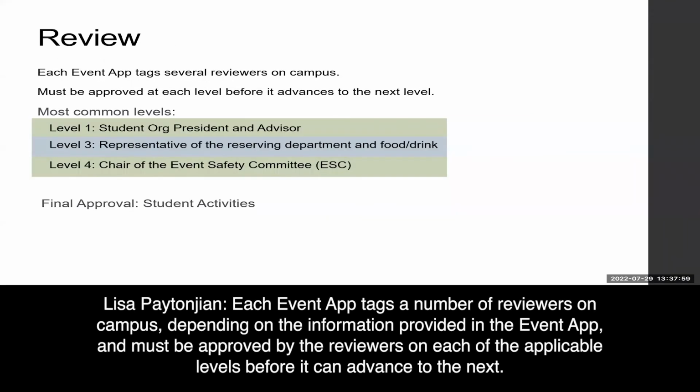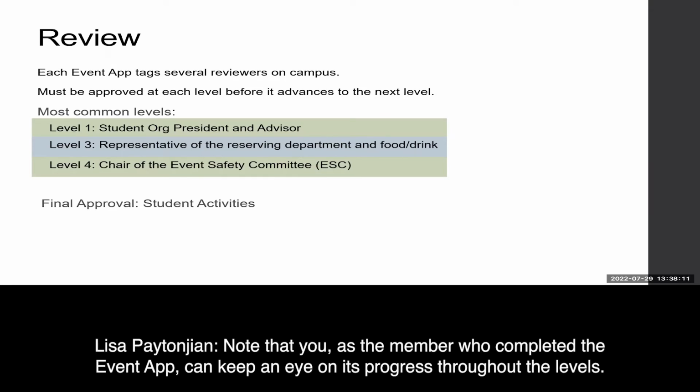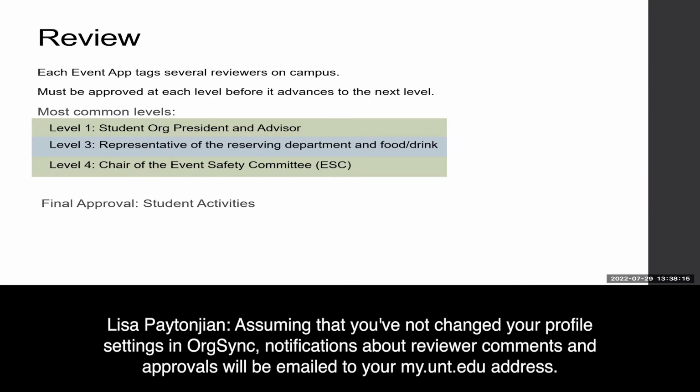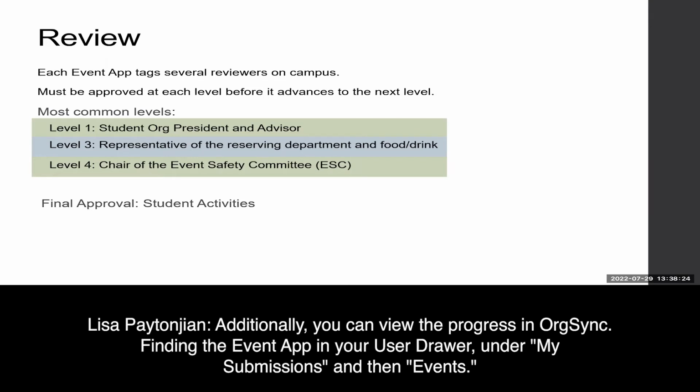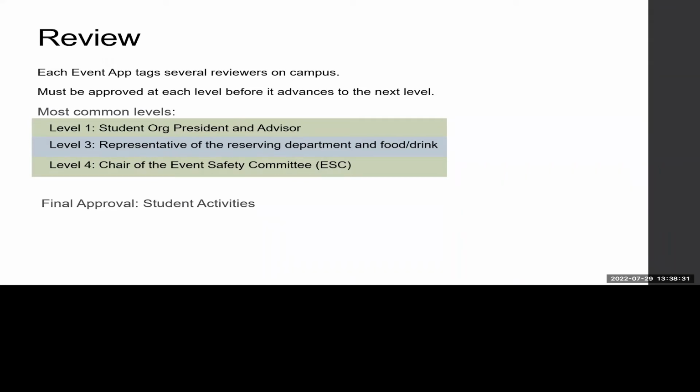Each event app tags the number of reviewers on campus depending on the information provided in the event app. It must be approved by the reviewers on each of the applicable levels before it can advance to the next. Note that you, as the member who completed the event app, can keep an eye on its progress throughout the levels. Assuming that you've not changed your profile settings in OrgSync, notifications about reviewer comments and approvals will be emailed to your my.unt.edu address. Additionally, you can view the progress in OrgSync. Find the event app in your user drawer under My Submissions and then Events.